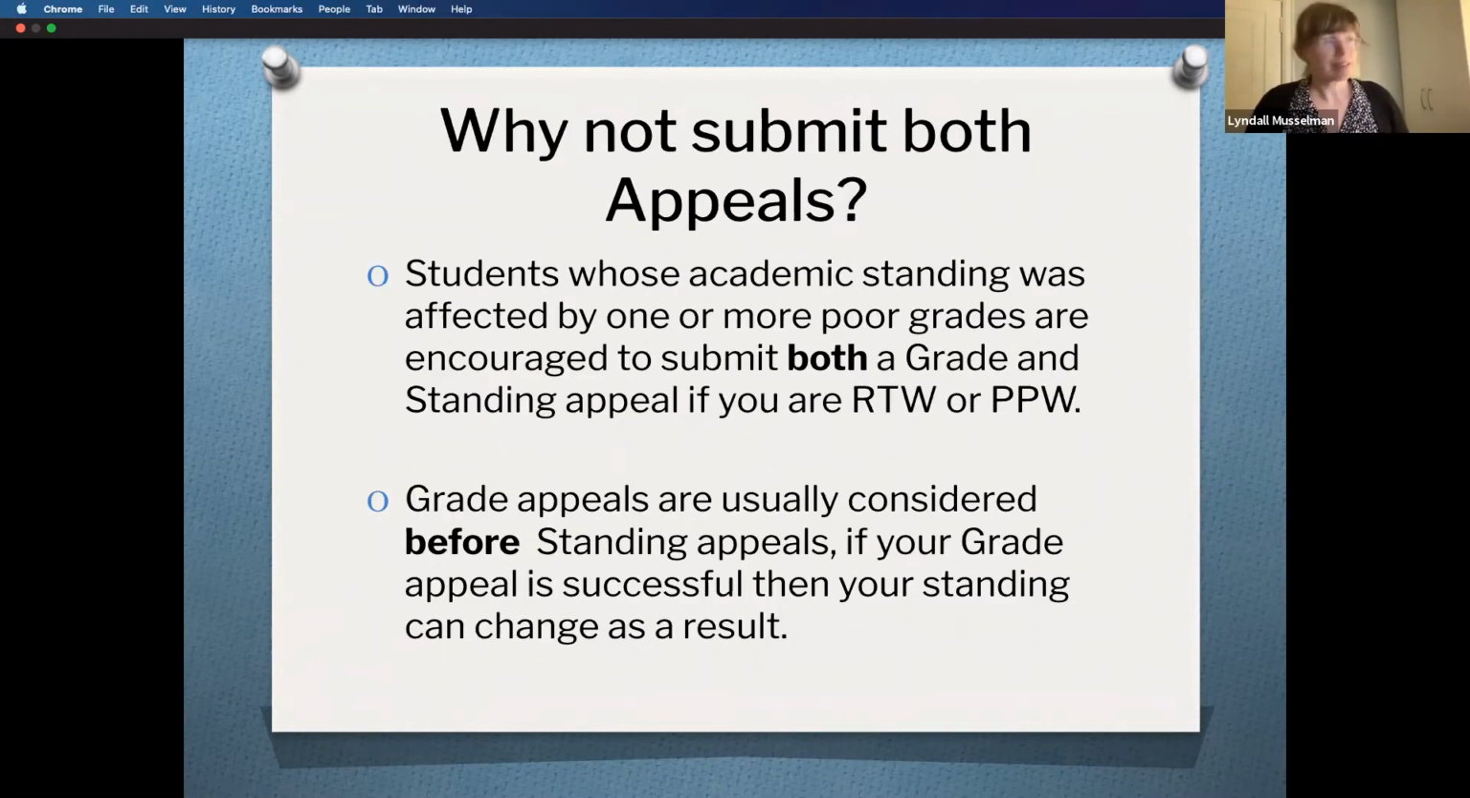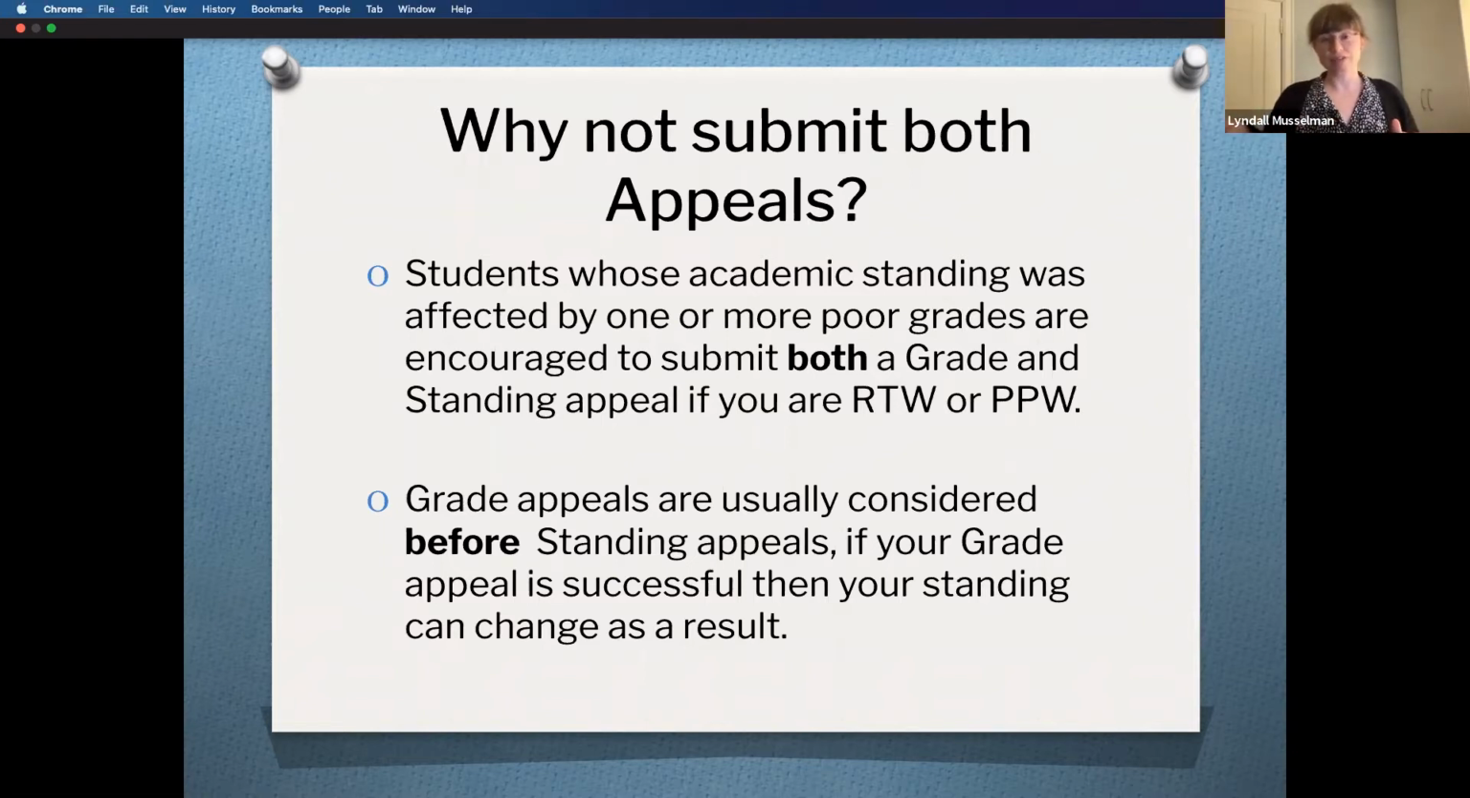Why not submit both appeals? Students whose academic standing was affected by one or more final grades are really encouraged to submit both grade appeals, maybe multiple, and a standing appeal. It might seem like an onerous task to file multiple appeals, but it's a really safe approach to cover your bases in case your grade appeals are not successful.